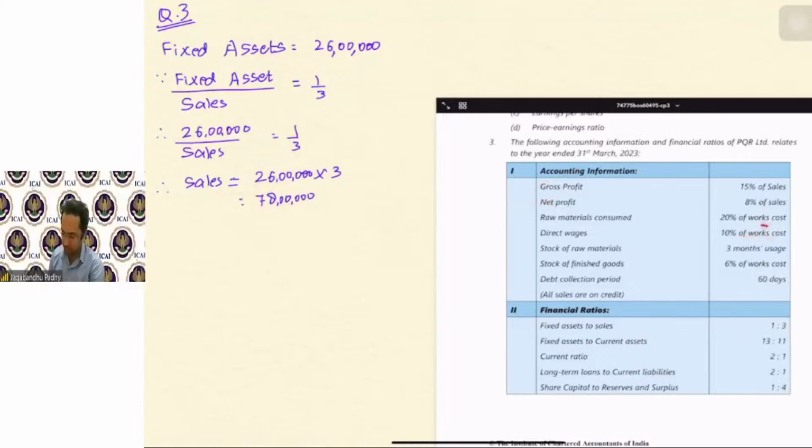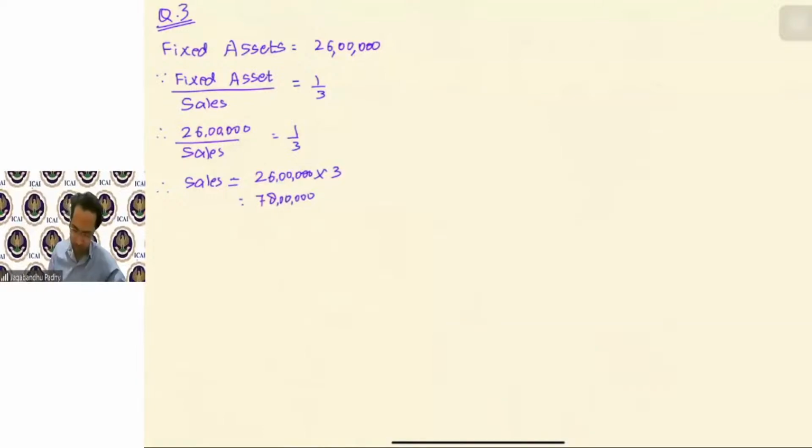We can get it as a percentage of works cost. And then if you look at some more other ratios, there's nothing else mentioned because all of them are like fixed asset to current ratio. We can get that easily. Now, right now, we are assuming that all the sales are going to be on credit. So let us compute the gross profit and net profit from here.